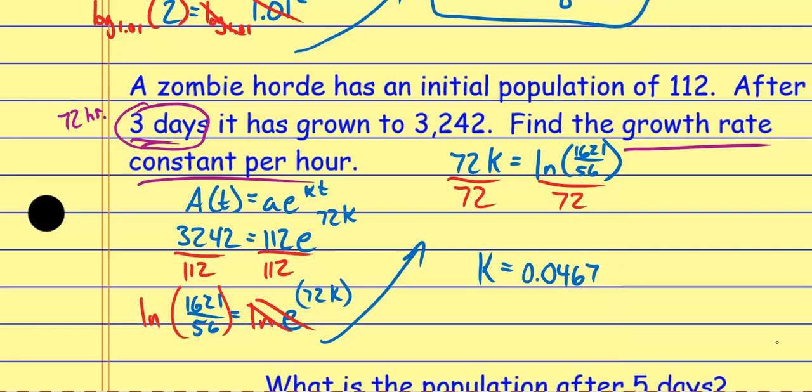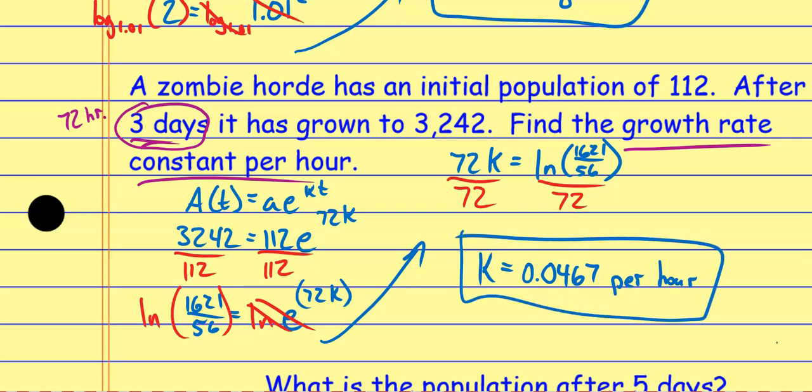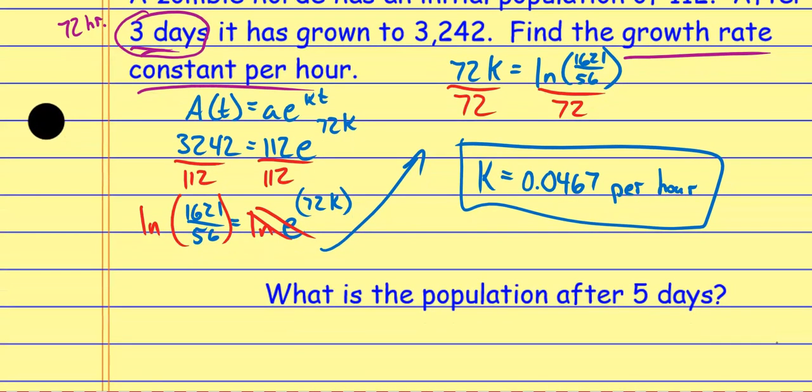And that was the growth rate per hour. And those units become really important because if I were to ask a follow-up question like, what's the population after 5 days? Now that I've measured that population for 3 days, I can now make predictions about what's going to happen in the future. I can use that growth rate constant to make predictions.